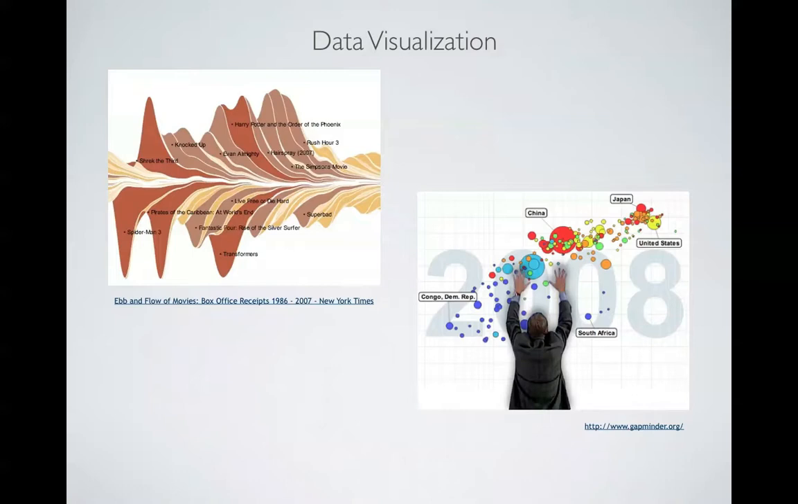And on the bottom, we're seeing an example of Hans Rosling's Gapminder software. If you haven't seen his TED Talk, I highly suggest you go onto TED.com and look at a few of his talks. He really does a nice job of representing data over time.